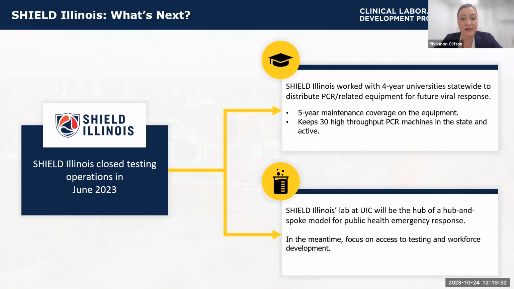So that will serve as a sort of hub and spoke laboratory structure throughout the state should we need to switch to public health emergency response. And Shield, Illinois' lab at the University of Illinois, Chicago will be the hub of the hub and spoke model. And in the meantime, we are focusing on providing access to testing, but also workforce development. Next slide, please.